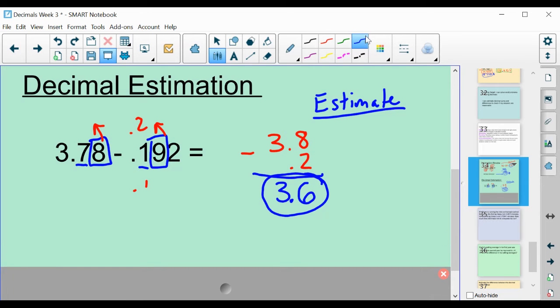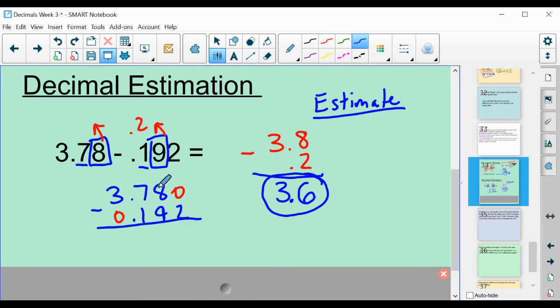Now, what we're going to do here is we're going to find our actual answer. And we're going to use our estimated answer to see if our actual answer is reasonable. Okay, so we're going to do 3 and 78 hundredths. And from that, we're going to subtract 192 thousandths. Okay, remember all that hard work we've been doing with decimals. Make sure you use those strategies.